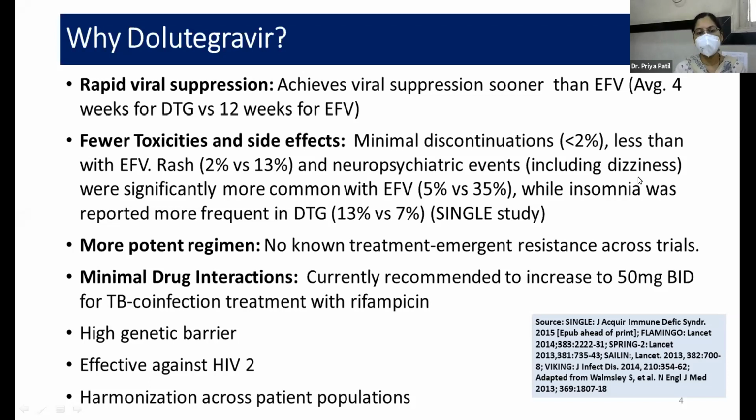Then there is a high genetic barrier. We are going to see that. It is difficult for the virus to develop resistance to dolutegravir. So that is the high genetic barrier. Again, it is effective against HIV-2. So the same regimen will be common to HIV-1 as well as HIV-2. So it is the ease of a single regimen working across all the treatment groups and harmonization across the patient population. So all these are the different advantages, and that is why dolutegravir is being introduced.